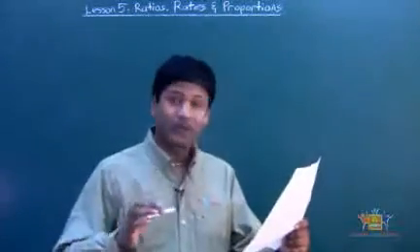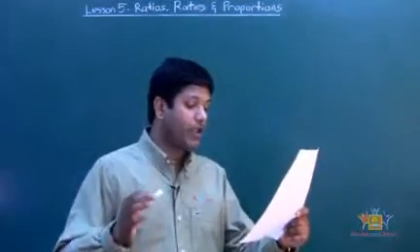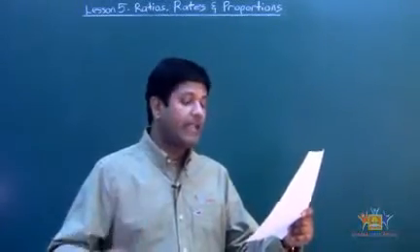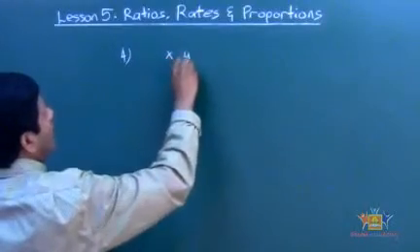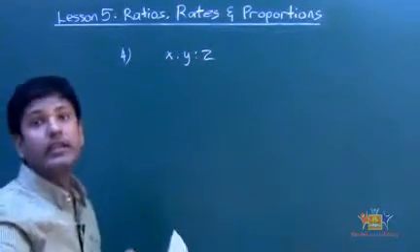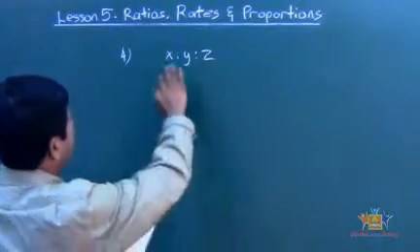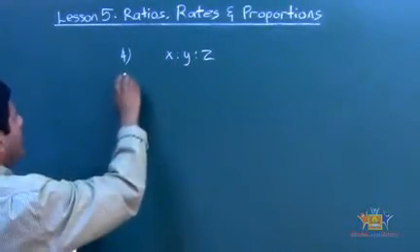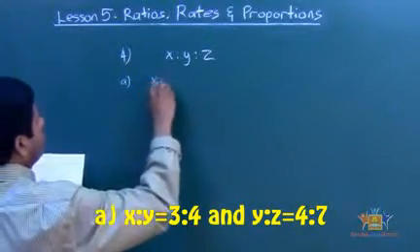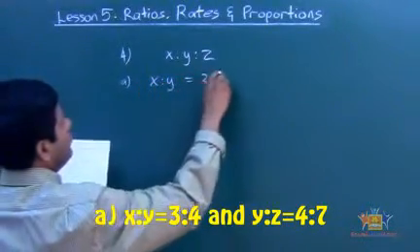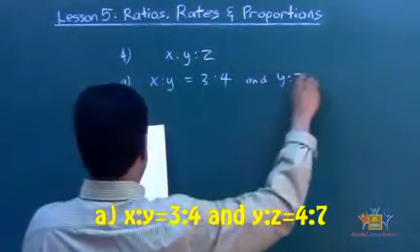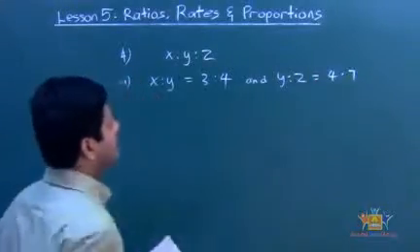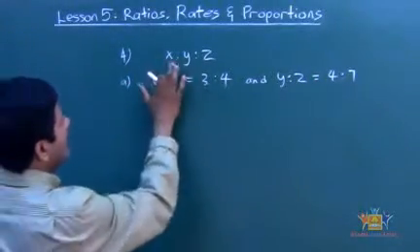Alright, my dear student, let's do problem number 4. Problem 4 says find the ratio of x to y to z, given the following. For 4a, we want to write it in the form of x, y, and z, a 3-part ratio. You're given x to y is 3 to 4, and y to z equals 4 to 7. So we want to combine that in the form of x, y, z.